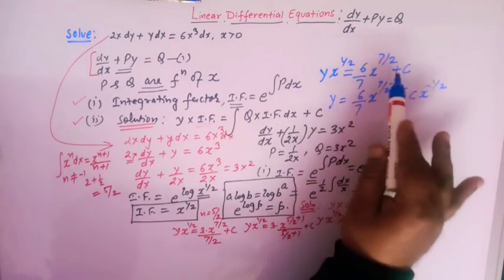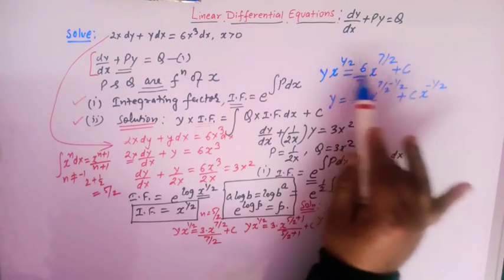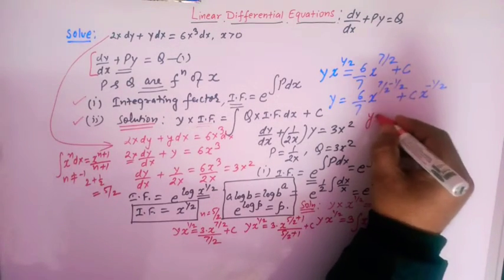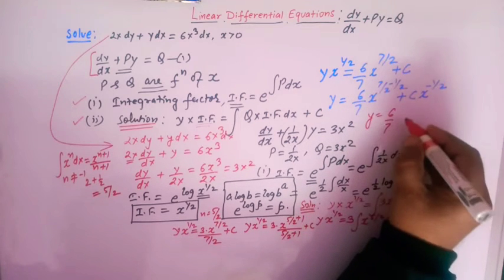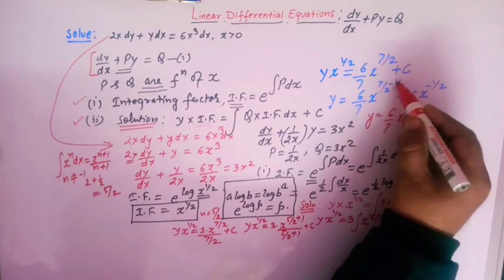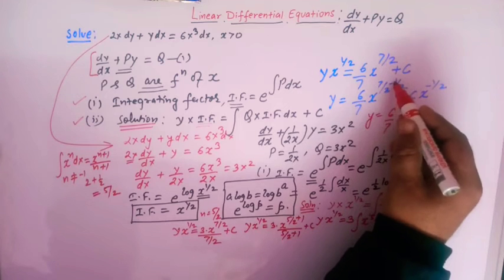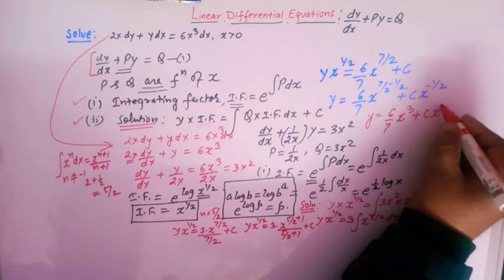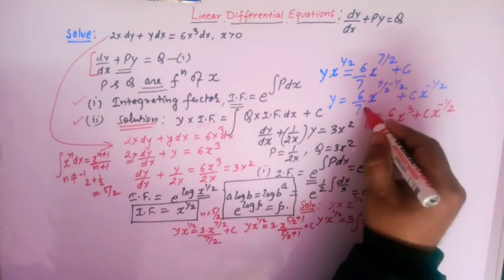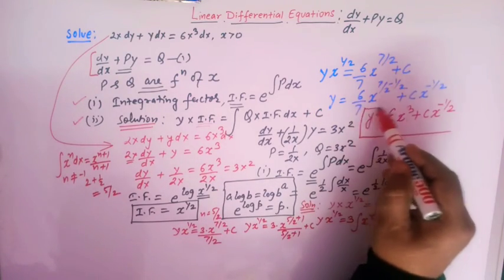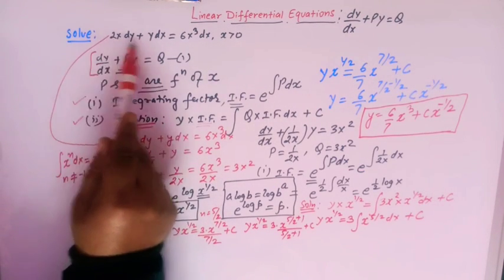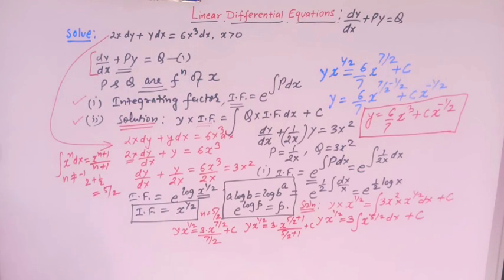So what we have done here is divide both sides by x raised to half. Now y is equal to 6 over 7 x raised to 7 minus 1 over 2, that is 6 over 2, which is 3, plus c times x raised to minus half. So viewers, this is the general solution of the given differential equation.